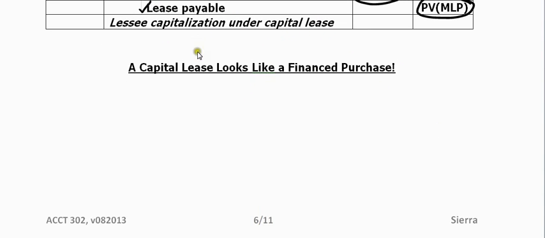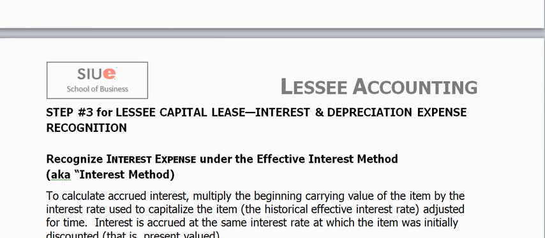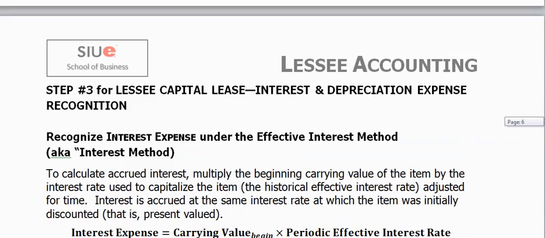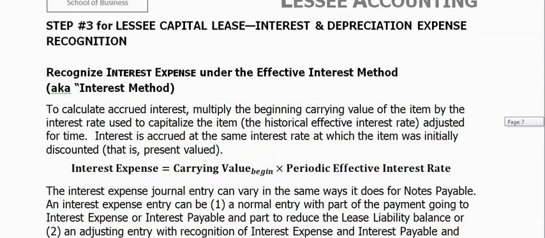So, the capital lease is going to look like a finance purchase, and we mentioned that in the conceptual nature of a lease. So now let's go through the next step. After you calculate the amount that you're going to capitalize, we're going to treat it like we purchased a long-term asset, so with financing. So we're going to recognize interest expense and depreciation.